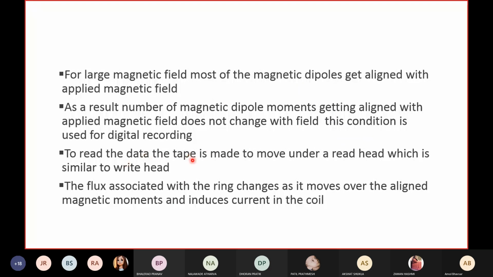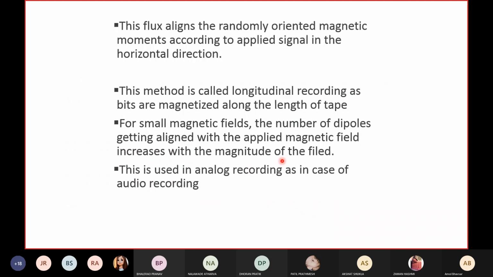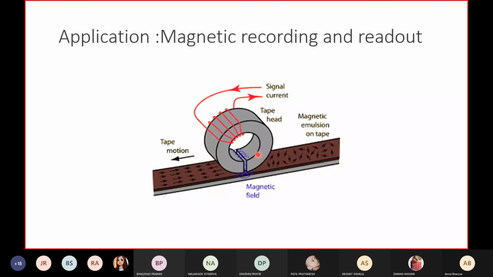To read the data, the tape is made to move under the read head, which is similar to the write head. The flux associated with the ring changes as it moves over the aligned magnetic moments and induces current in the coil. Again, current is generated when this tape is allowed to move. The magnetic field changes, due to which current is induced in the coil and a signal is generated here, and we are able to read or hear that song or that information.